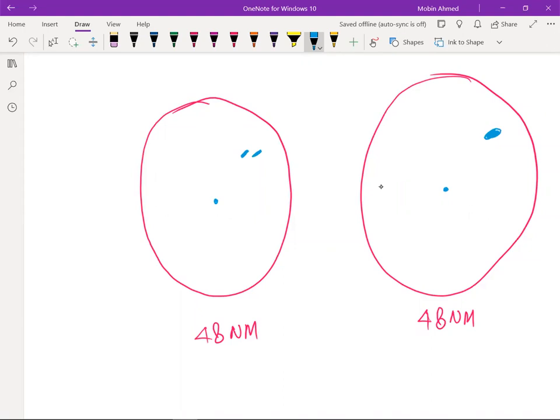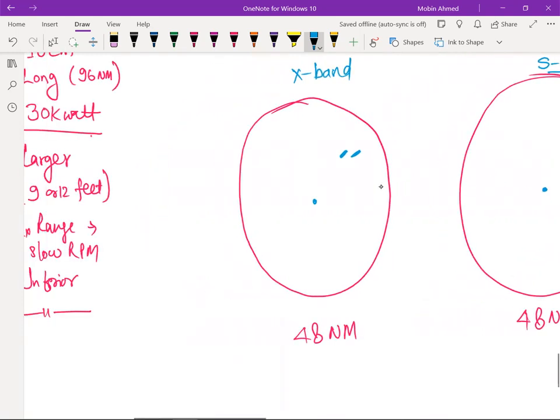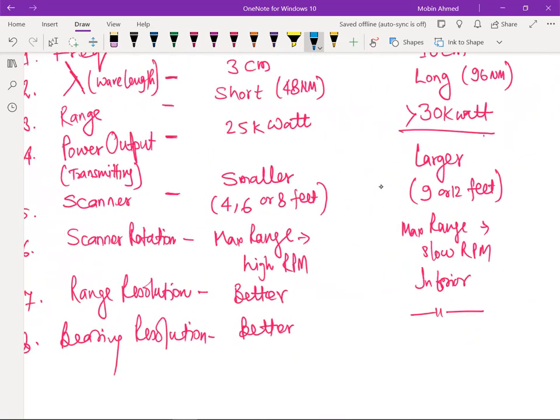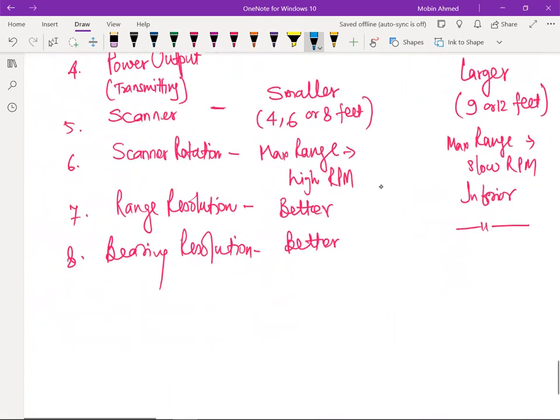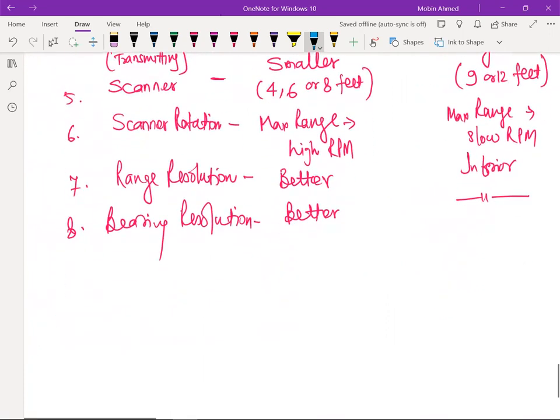So there is no separation of the target. Here it is two targets, but here it is only one target. So this is the X band. In the X band, you can see clearly there is a two-target separation, separated targets. Whereas in the S band, it looks like one target, the picture of one target. So this is known as range resolution and bearing resolution.